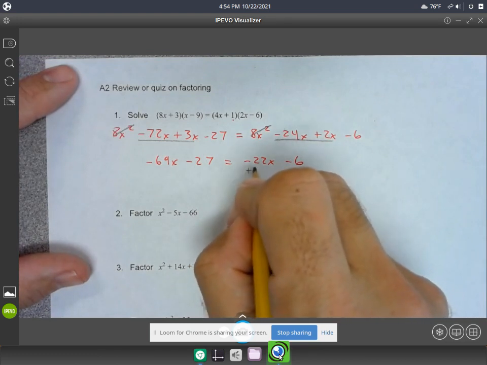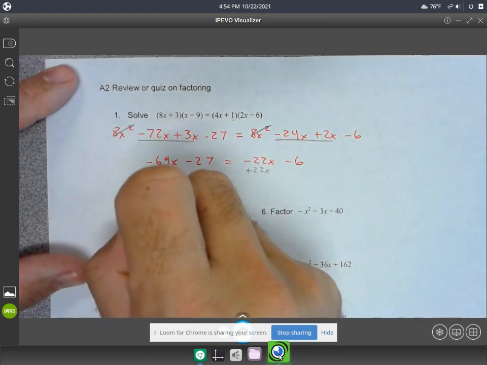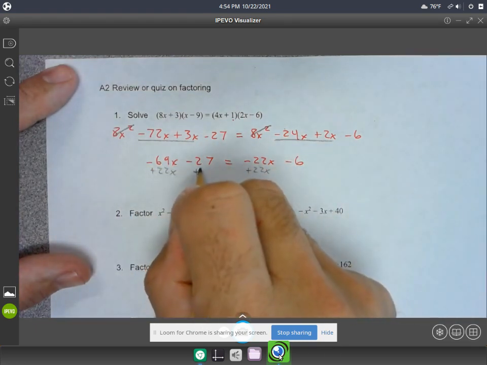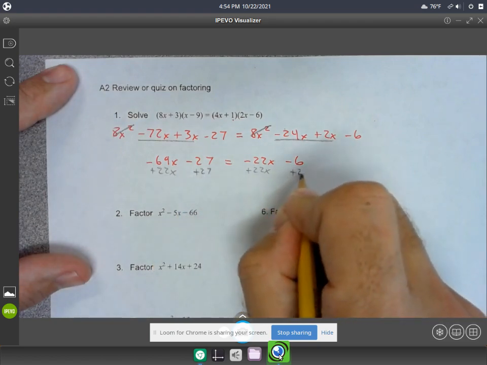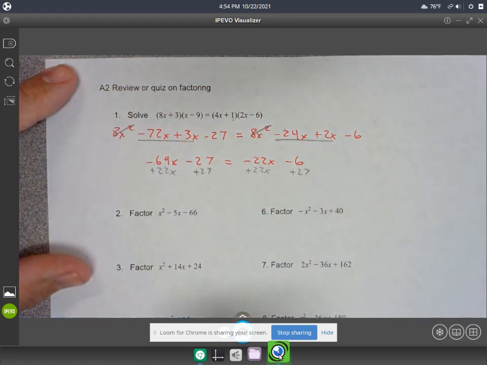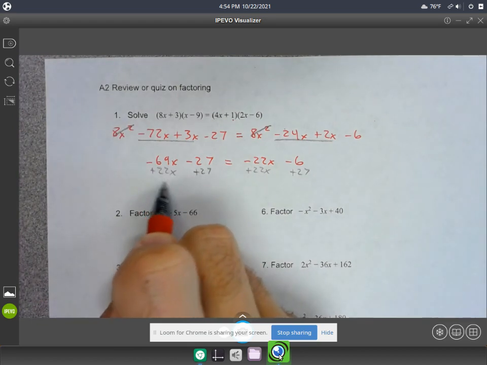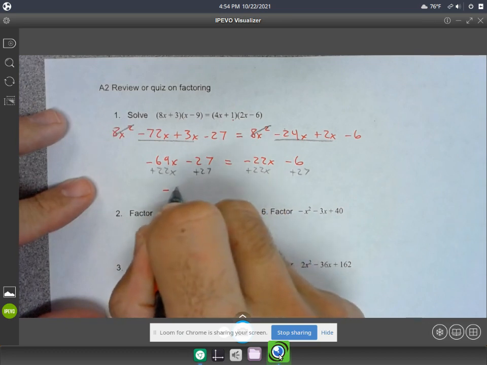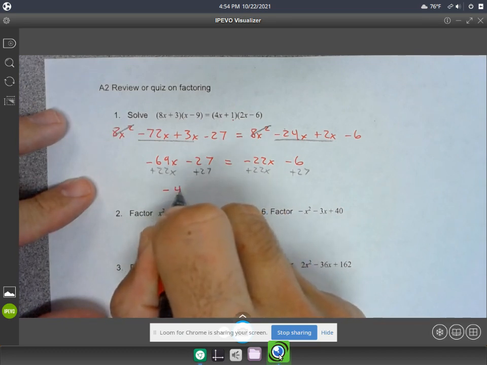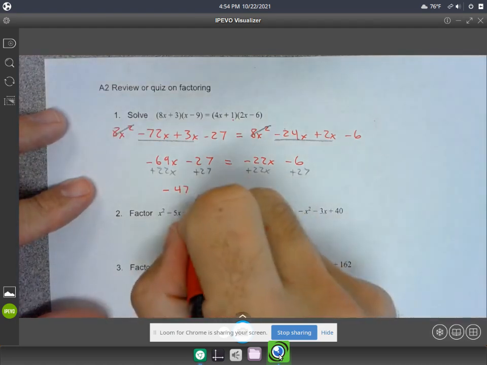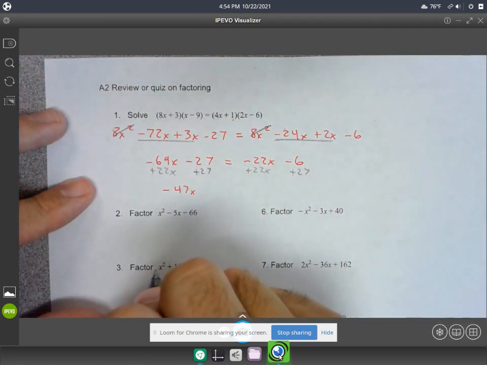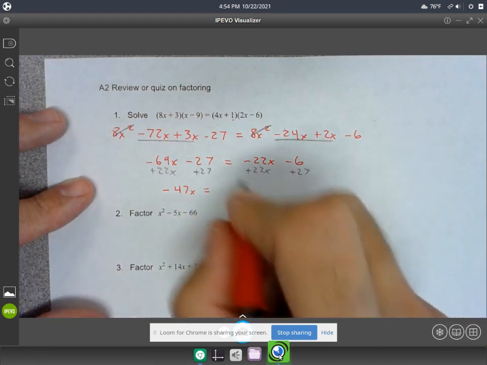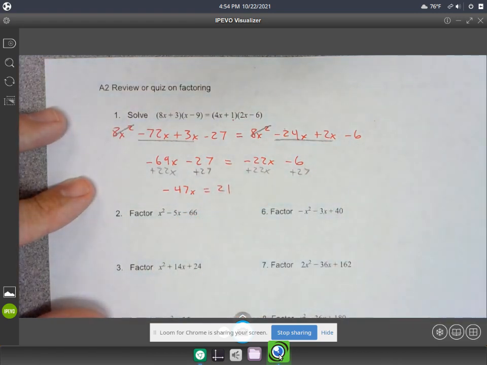So I'm going to add 22x to both sides. And I'm going to move this 27 to the right-hand side. So add 27. Okay, negative 69x plus 22x is negative 47, I believe. 47x. Sounds about right. Yeah, we'll go with it. And then over here, negative 6 plus 27 is 21.